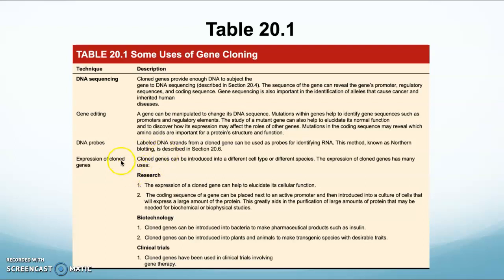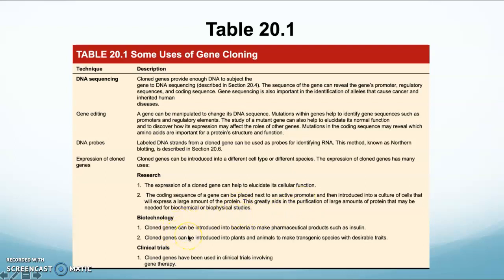And then lastly, expression of cloned genes is one of the ways that we most regularly use them. They can be introduced into different cell types or different species. Typically, they're often put into bacteria, into a plasmid, and this allows expression in great quantities since bacteria grow very quickly. And this can be used in research. This allows us to perhaps see what kind of cellular function a particular gene has, or that coding sequence can be placed next to a very active promoter, which allows us to express lots of the protein, and then we can use that to study the protein.